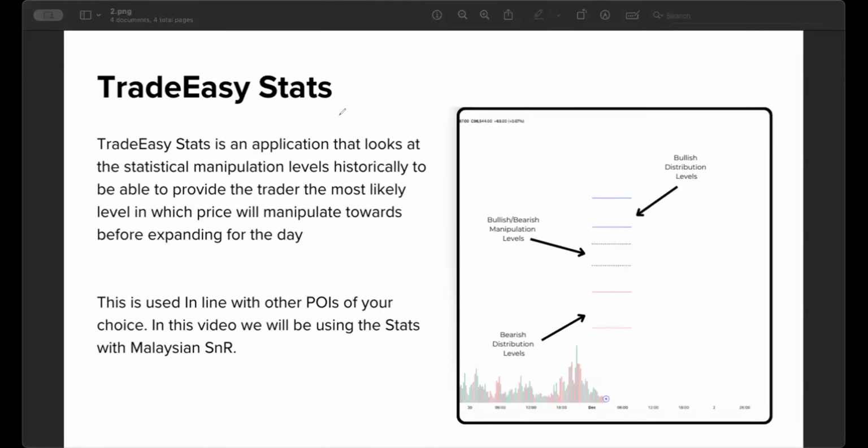So think about it like this. The TradeEasy Stats is an application within the TradeEasy framework or suite of algorithms that looks at the statistical manipulation levels historically. So it's going to provide you, the trader, the most likely level to which price will manipulate before expanding for the day. Now, this is used in line with other points of interest of your choice, of course. But in this video, we will be using these stats with Malaysian SNR.